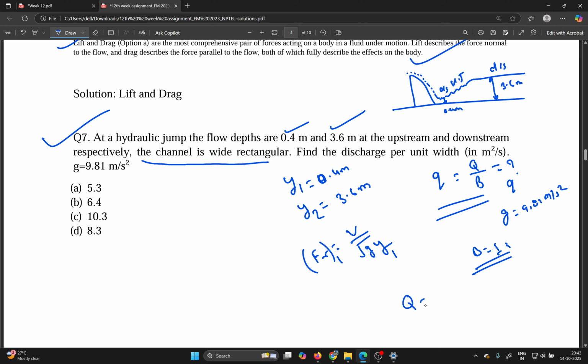If you know the velocity, discharge is equal to nothing but area into velocity. Area is B into Y1 if you are calculating at Y1, so Q is equal to B into Y1 into V1. You need to calculate Q by B. Y1 you already know, you need to calculate V1. For calculating V1, you have to calculate Fr1. So how will you calculate Fr1? The formula for hydraulic jump for rectangular flow is Y2 by Y1 is equal to 1 by 2, a very famous formula.